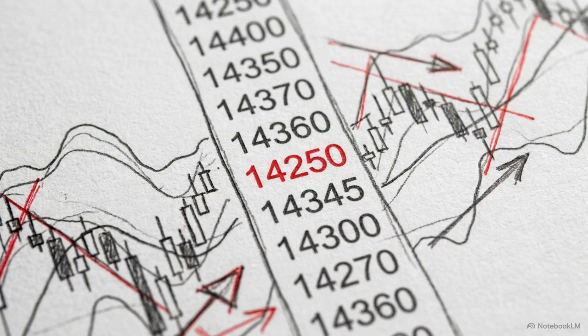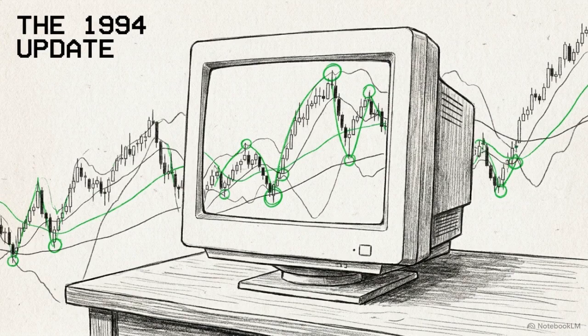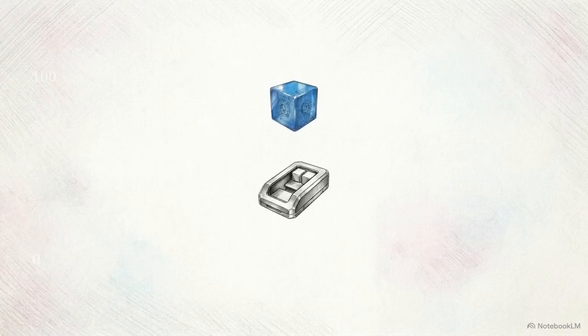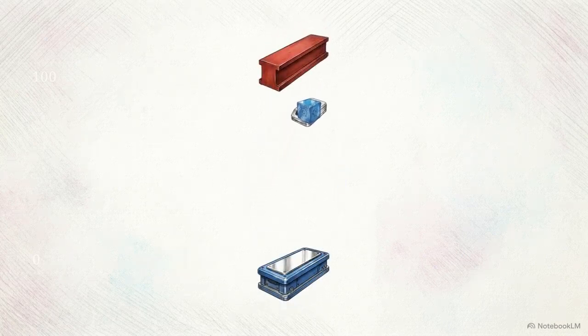Decades later, in 1994, Tushar Chande and Stanley Kroll published a highly modified variation. They called it the Stochastic RSI. At its core, this newer model is an indicator of an indicator. They designed it specifically to locate extreme overbought or oversold conditions that Lane's original, slower formula simply ignored.